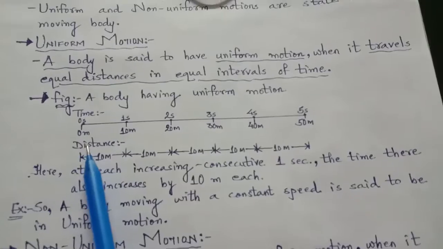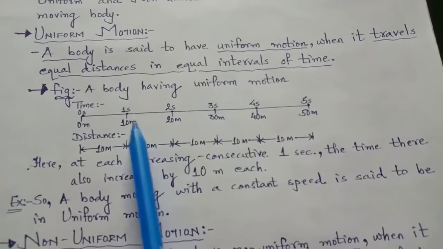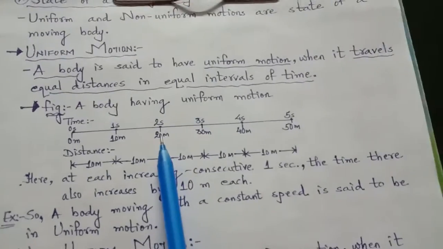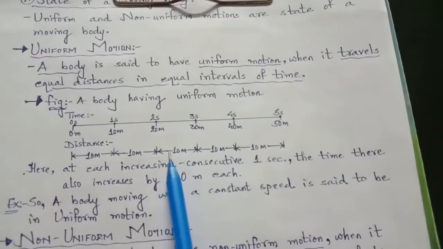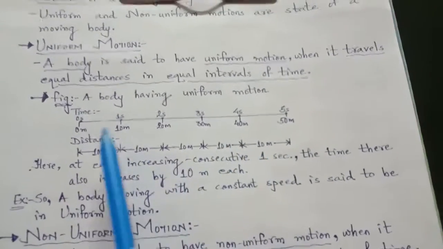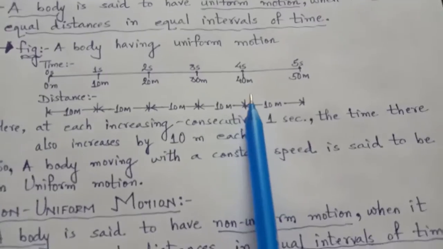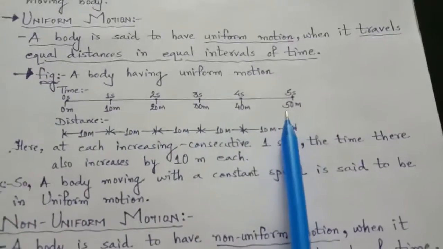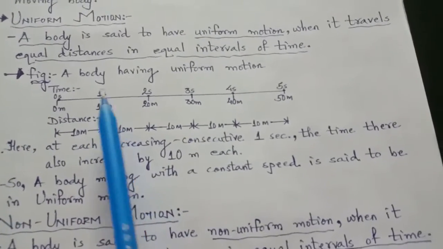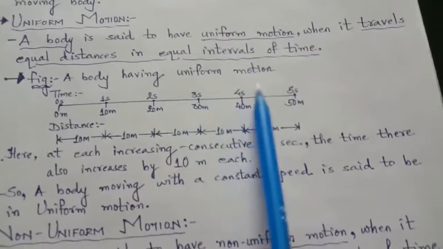What do we see here? Each consecutive second, the distance travelled also increases by the same magnitude. 0 to 10 meter, 10 to 20, again 10 meter, 20 to 30, again 10 meter, and one more 10 meter. So time increases by 1 second each time and distance increases by 10 meter each time. It means in equal intervals of time, the distance travelled by the moving body is equal, and such type of motion is termed as uniform motion.